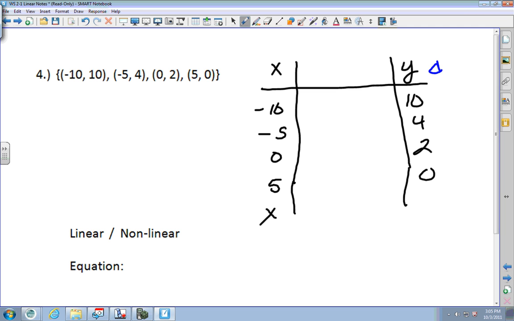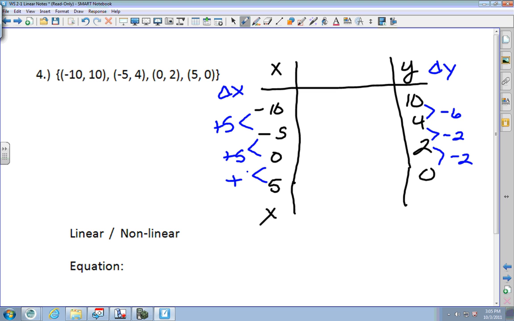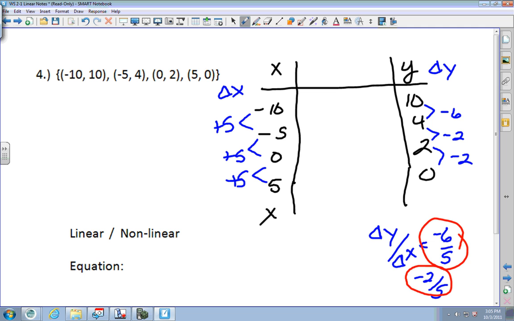Now I'm going to find delta y, the change in y right here: minus 6, minus 2, minus 2. Delta x: plus 5, plus 5, plus 5. Let's see about this. I've got delta y over delta x. I have negative 6 over 5. Okay, what about the next one? Negative 2 over 5? Wait a minute. These are not the same. If they are not the same, they are nonlinear, and we can't do anything else.